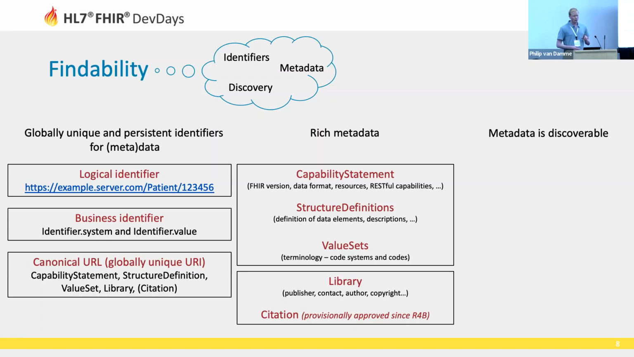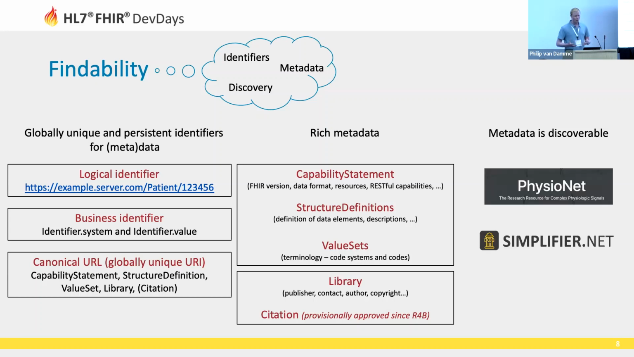Recently, since R4B, the citation resource was added provisionally. So it's not sure yet if that resource will stay in the specification. But that one is specifically for citing, let's say, scientific articles or scientific knowledge artifacts.